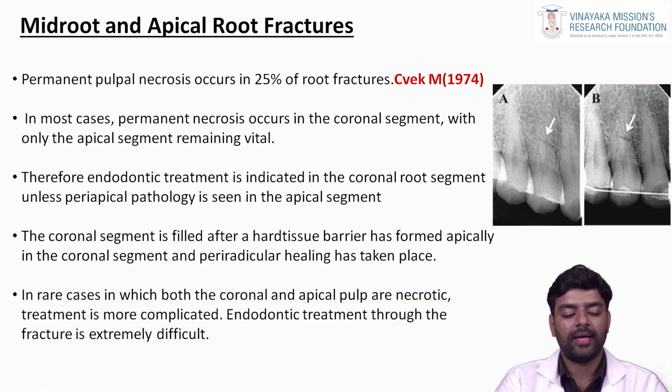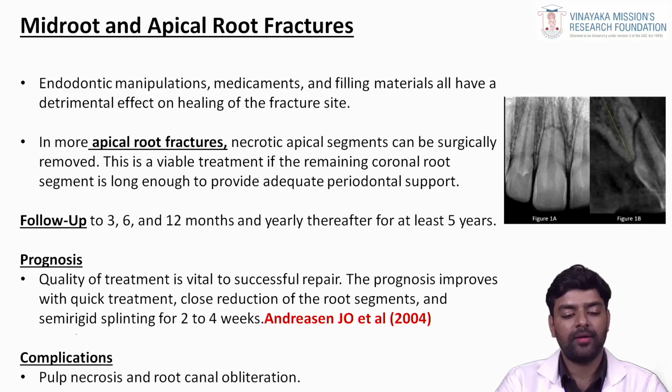In rare cases in which both coronal and apical pulp are necrotic, treatment is more complicated, and endodontic treatment through the fracture is extremely difficult. Endodontic manipulation, medicaments and filling materials all have a detrimental effect on healing of the fracture site. In more apical root fractures, the necrotic apical segment can be surgically removed. This is a viable treatment if the remaining coronal root segment is long enough to provide adequate periodontal support.